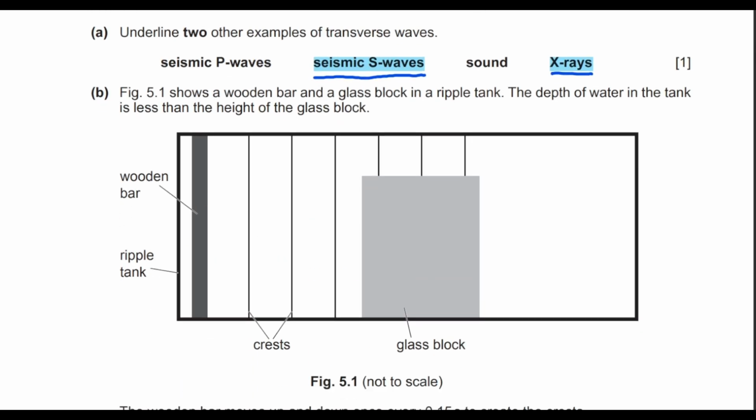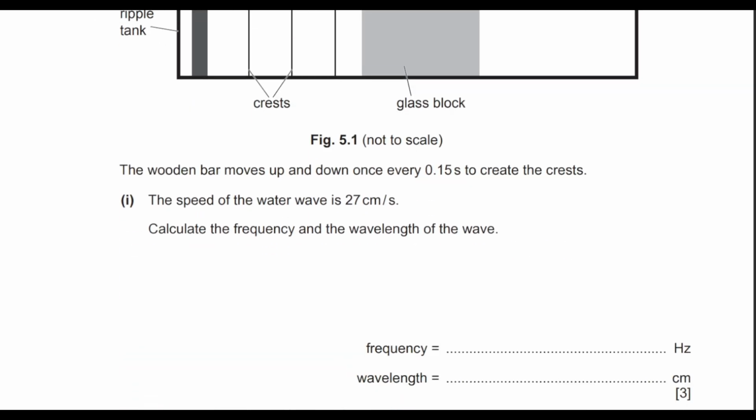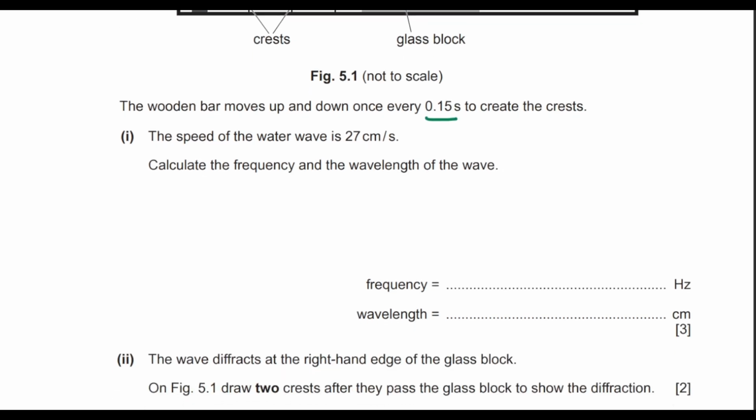As he mentions over here, the depth of the water in the tank is less than the height of the glass block. So the glass block is higher. So the wooden bar moves up and down and produces a wave every 0.15 seconds to create the crest. Okay, fine. So crest to crest, it takes a time of 0.15 seconds, right? The speed of the water wave is 27 centimeters per second.